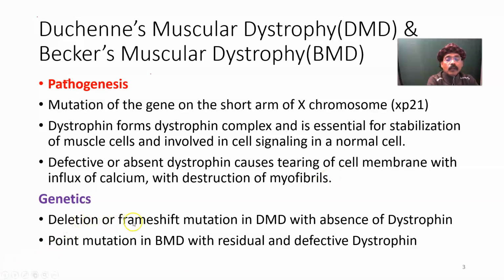Genetics: deletion or frame shift mutation in Duchenne muscular dystrophy, with absence of dystrophin. Here dystrophin is almost totally absent. But in Becker's muscular dystrophy there is point mutation, with residual and defective dystrophin. So this is the mild form, and this is the severe form of muscular dystrophy.